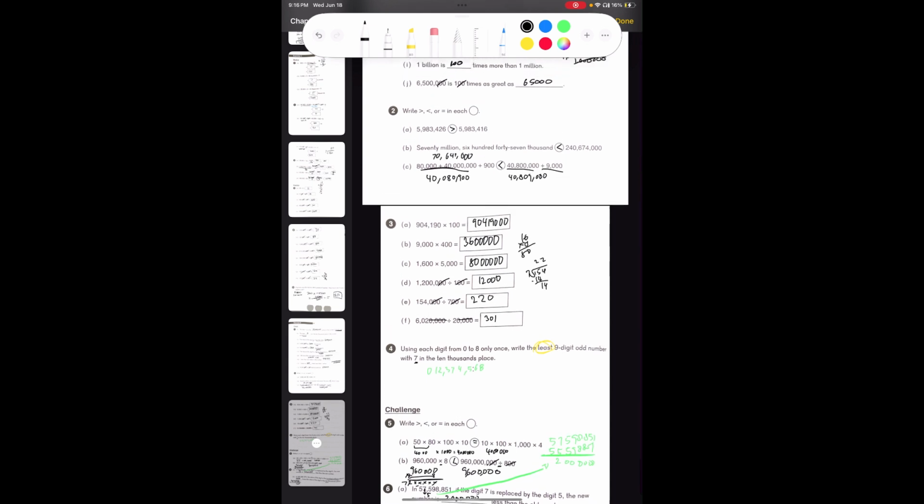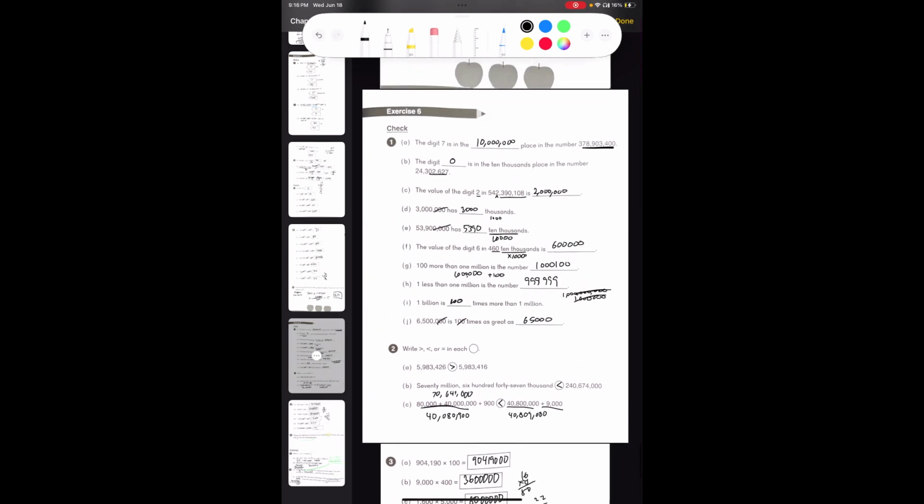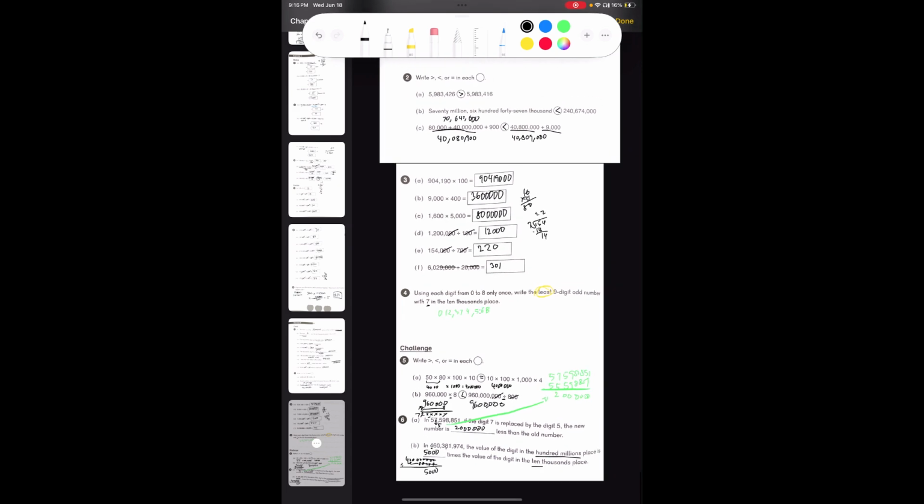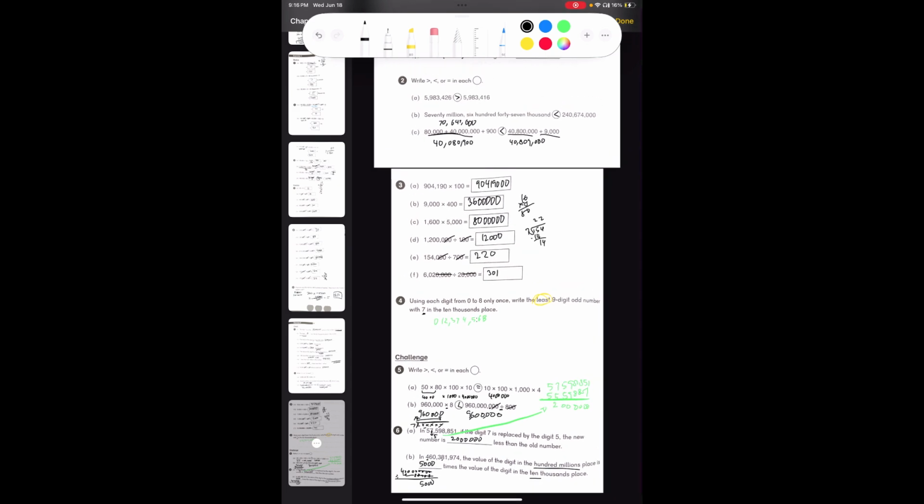And these are my answers for this review. I'm going to explain number 4 because it seems a little bit difficult, maybe for some people.